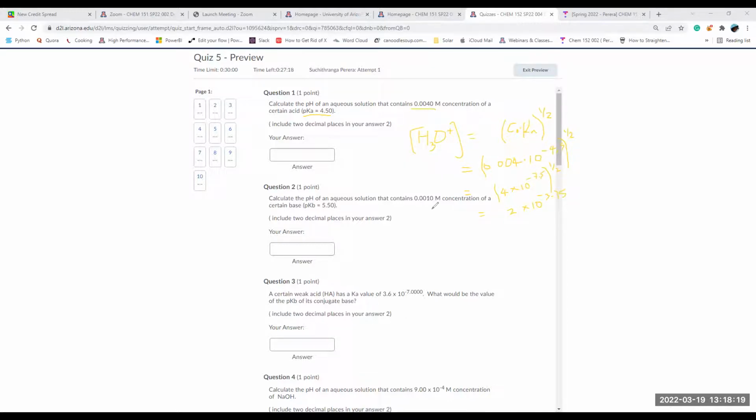Now, once we have this, we need to take the minus log of this to convert it to pH, because pH is minus log of the H3O plus concentration. So pH must be equal to minus log of the H3O plus concentration, which is 2 times 10 to the power of minus 3.75.